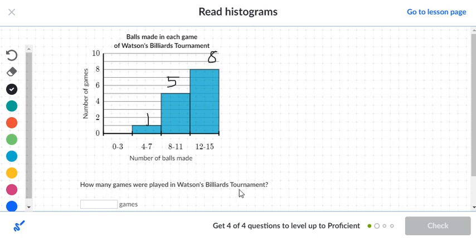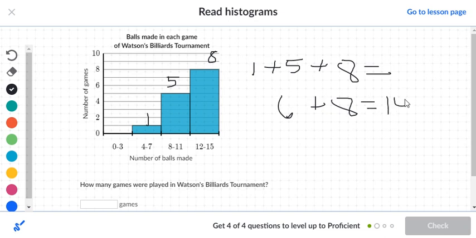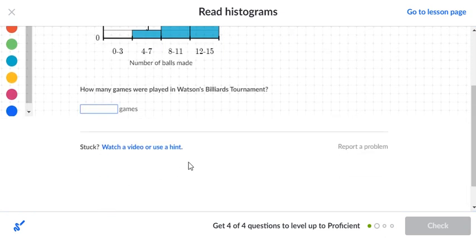So how many games were played? So right here we have 1, 5, so 1 game was played there, 5 was played there, and 8 was played there. So this becomes 6 plus 8, and 6 plus 8 is 14. So it should be a total of 14 games.